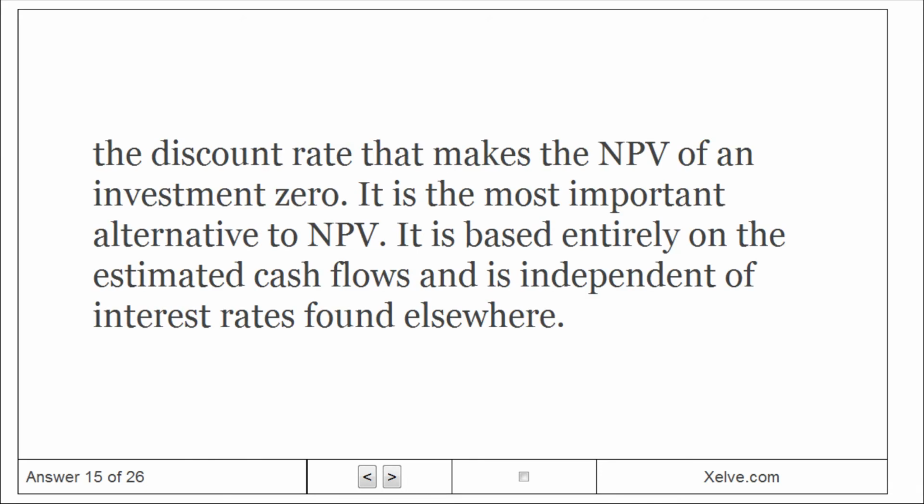Internal rate of return. The discount rate that makes the NPV of an investment zero. It is the most important alternative to NPV. It is based entirely on the estimated cash flows and is independent of interest rates found elsewhere.